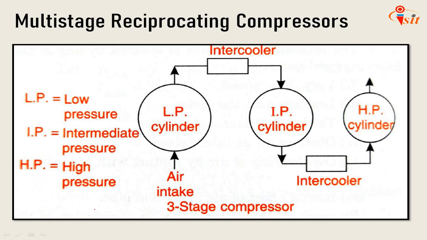Now, multi-stage reciprocating compressors. Multi-stage compression is a series arrangement of cylinders in which compressed air from the cylinder before becomes the intake air for the cylinder which follows. So this is shown in the figure here: LP cylinder, IP cylinder. LP is low pressure, IP intermediate pressure, and HP high pressure.